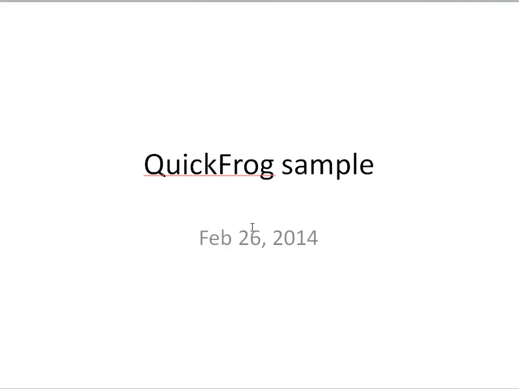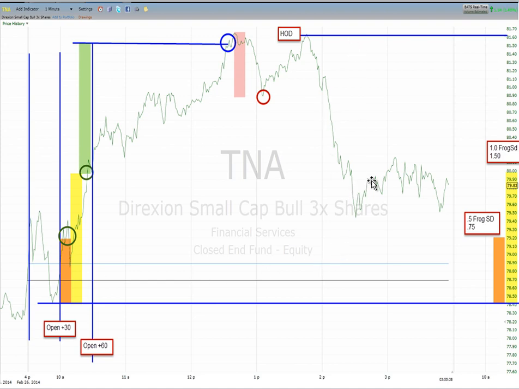Shifting now to a quick frog example. This is a lot less cluttered. This is from February 26 also. This was actually the earlier trade that morning in TNA, and so this was the previous day's close. This is the open plus 30 minutes and then plus 60 minutes.